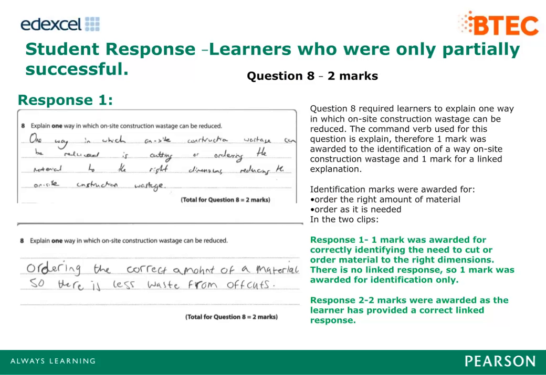In the 2 clips shown, Response 1, 1 mark was awarded for correctly identifying the need to cut or order material to the right dimensions. There is no linked response, so 1 mark was awarded for identification only. Response 2, 2 marks were awarded, as the learner has provided a correct linked response. Benefit of doubt has been applied, as the learner has implied correct lengths and sizes when stating the correct amount.